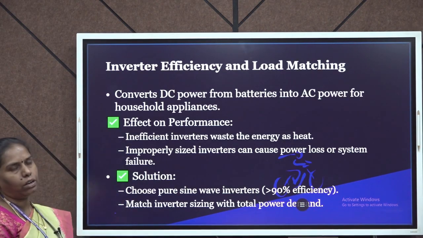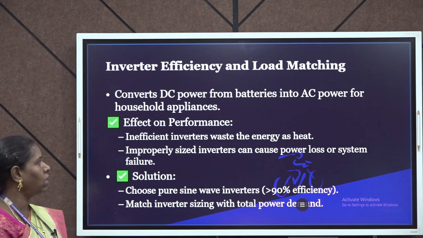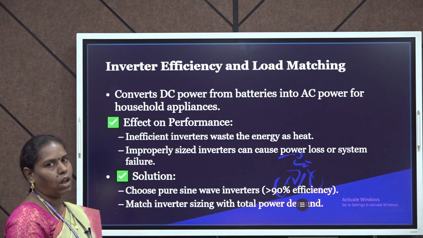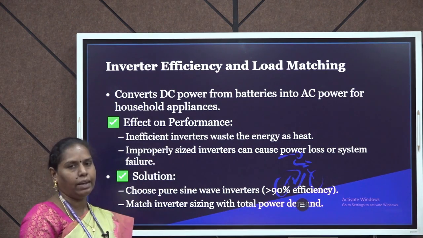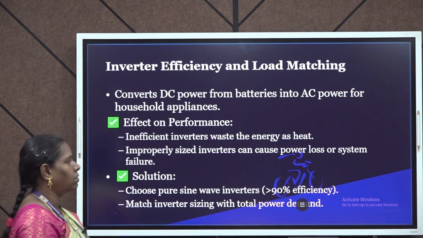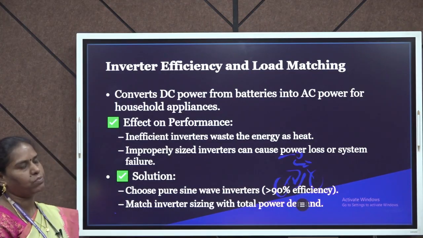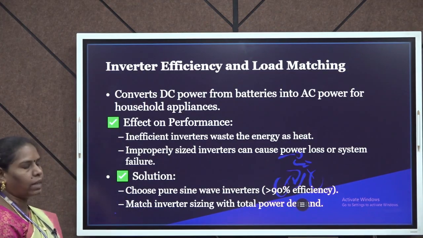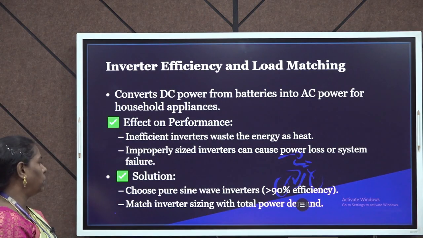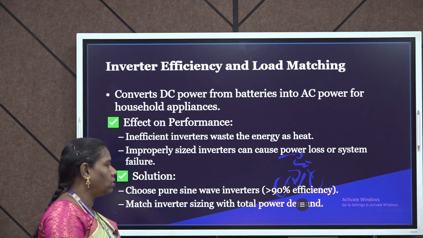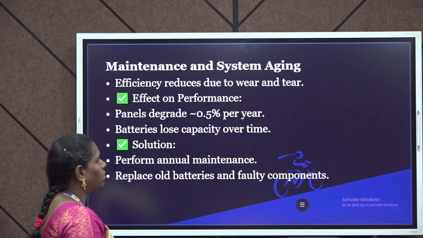Already we know that an inverter is a device which converts DC power to AC for energizing our household appliances. Inefficient inverters waste energy as heat, and improperly sized inverters can cause power loss as well as system failure. Choose pure sine wave inverters, which have an efficiency of above 90%, and match the inverter sizing with the total power demand. And maintenance and system aging.